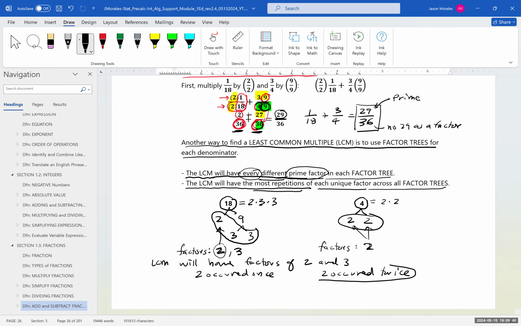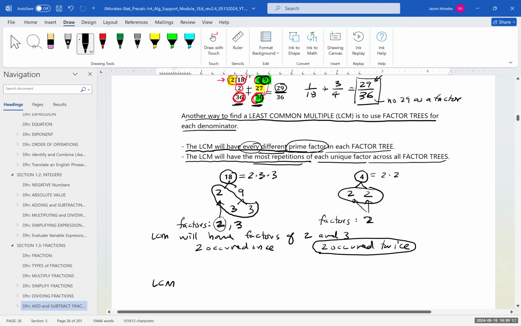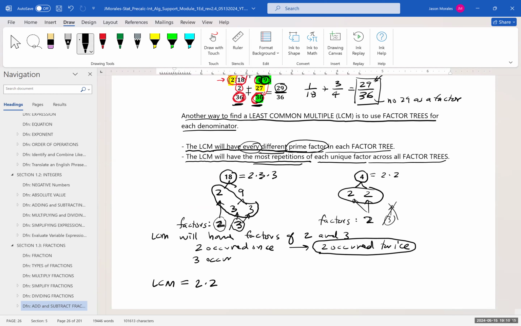All right, so 2 occurred the most times in this factor tree, which means our least common multiple is going to be composed of 2 occurring twice, because that's the most number it occurred. And then we look at the other unique factor, which was 3, and it occurred twice here. 3 didn't occur here, okay, so that's not going to contribute to anything. But 3 occurred twice here. So our least common multiple is going to have 2 3s in it. So what's 2 times 2? That's 4. 3 times 3 is 9. 4 times 9 is 36.